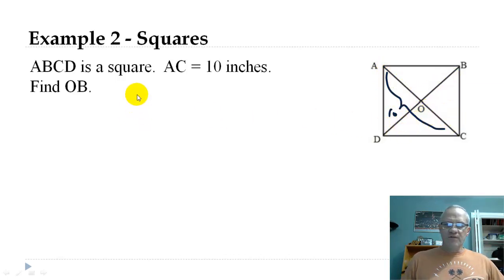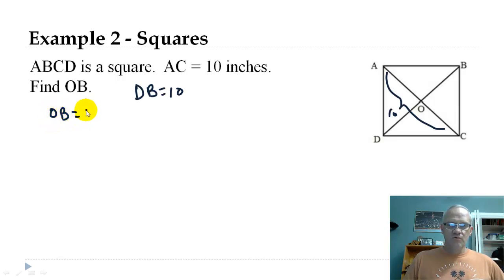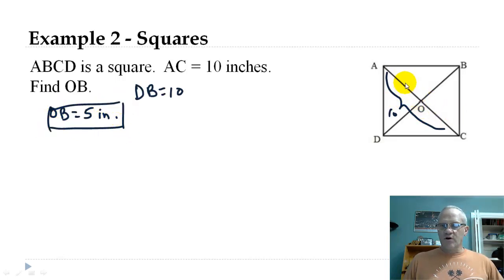So that means that DB also has to equal 10 inches, right? And since this is a parallelogram, the diagonals will bisect each other. And so that means that if you just cut DB in half, it's the same thing as cutting AC in half, and so that means OB will equal 5 inches. Because again, remember, in a square all of these are congruent, and so if you just divide 10 divided by 2, you get 5. They're all going to be 5.